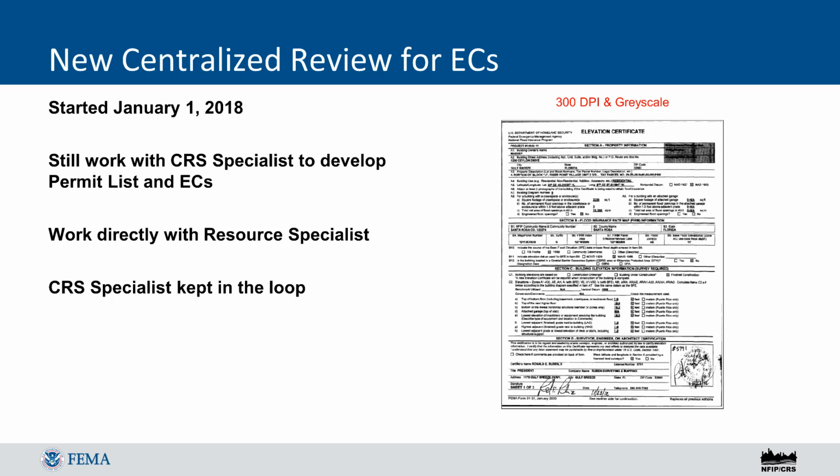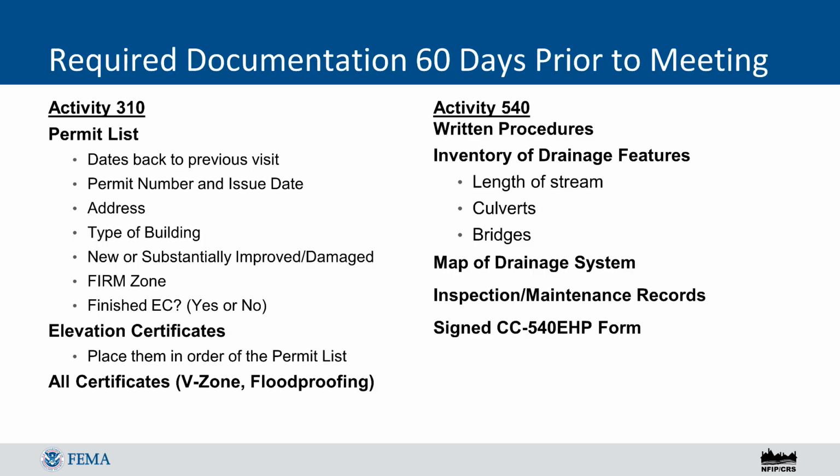This is because we send them through an optical reader software, and it reads them best when they're submitted this way. The second activity that's required ahead of time is Activity 540, Drainage System Maintenance. We'll need all the documentation listed here for the most common element, which is CDR, Channel and Debris Removal. So you'll need your written procedures, inventory and map of your system, inspection and maintenance records, and the signed Community Certification EHP form. All of that should be submitted ahead of time.